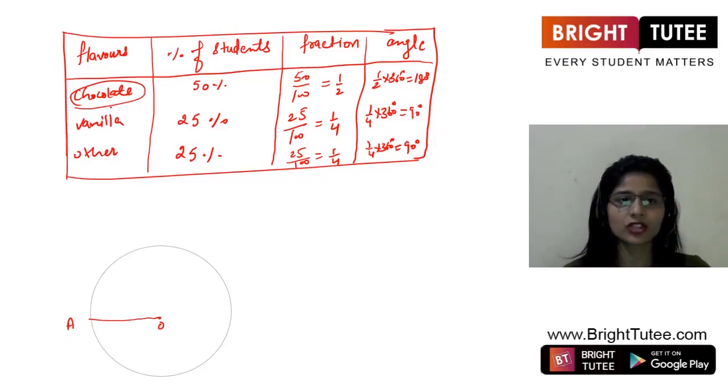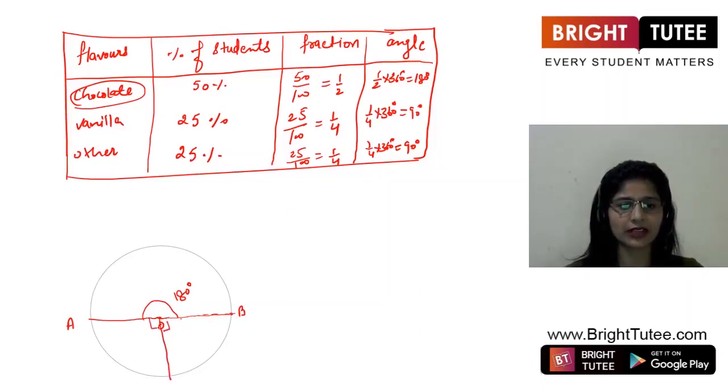Now we see that for chocolate, how much is the angle? 180 degrees. You're going to put the protractor here and make the angle of 180 degrees. Definitely it is going to be a straight angle, right? So this angle would be 180 degrees. That means a semicircle would be made and you will get 180 degrees. The rest two are 90 degrees each. So we can use the protractor at this point now, and make an angle of 90 degrees. It will definitely be somewhere like this, and 90 degrees we are going to get.